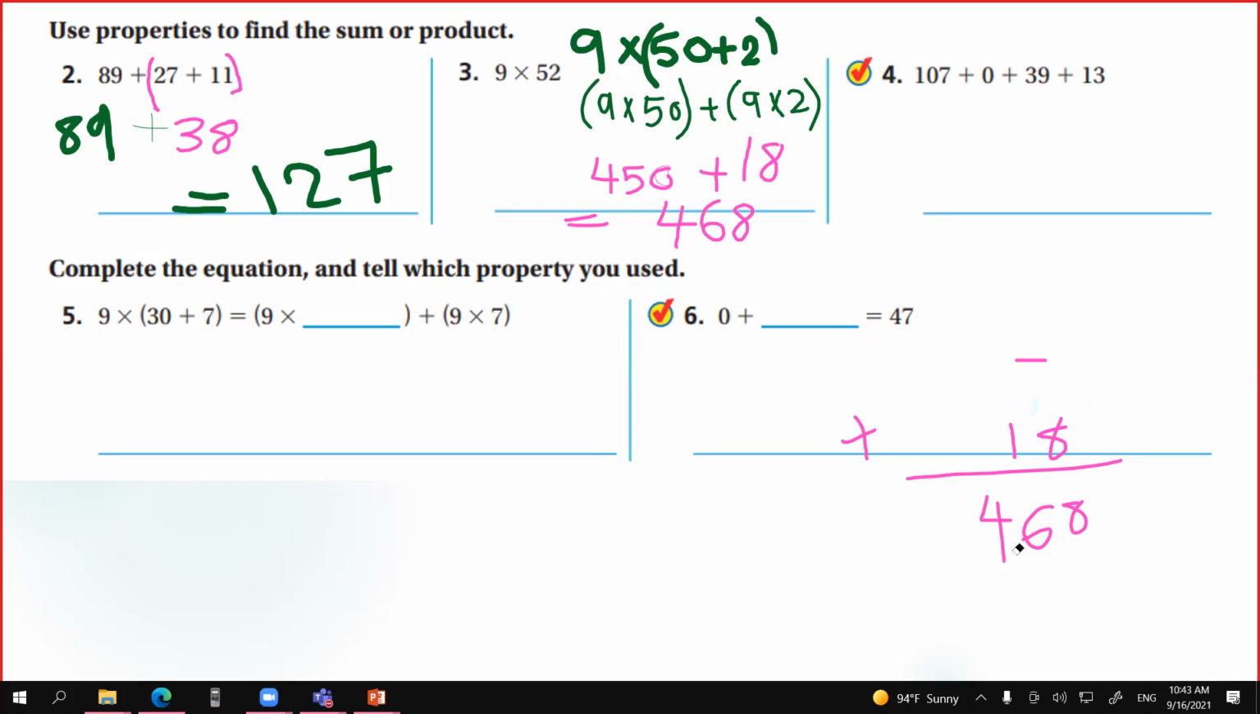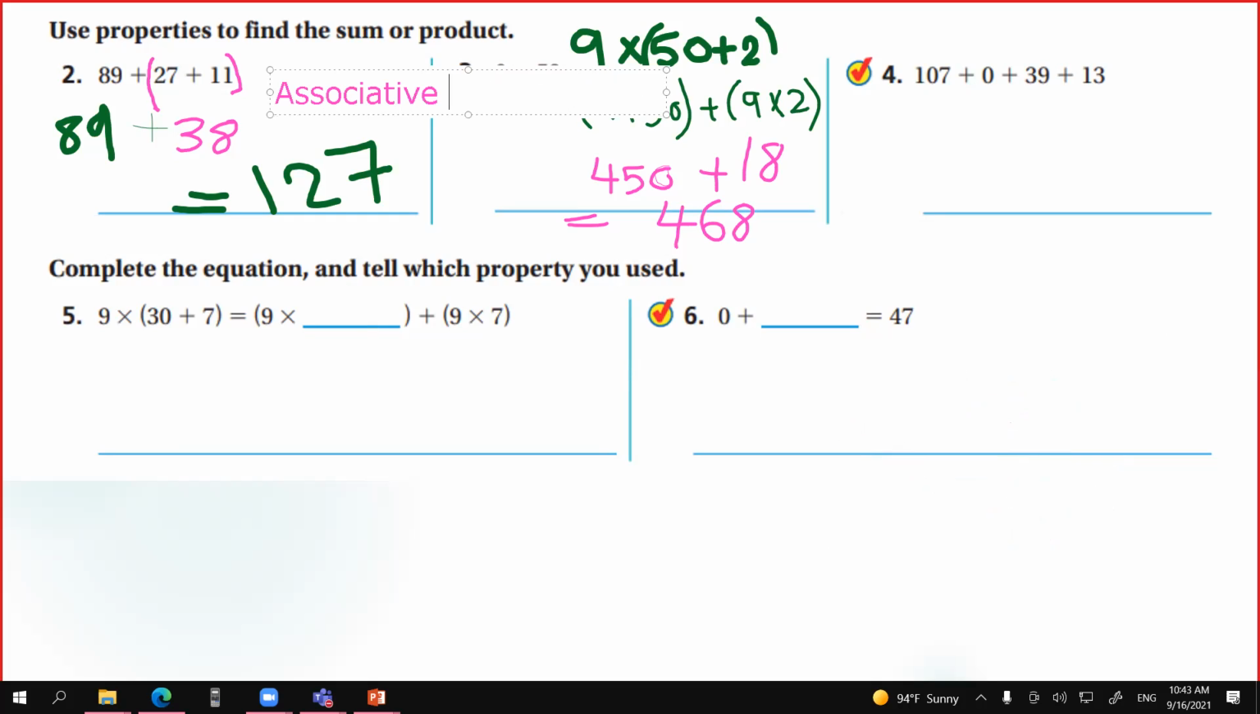Okay. Now, 107 plus 0 plus 39 plus 13. Okay, first of all, what do you have to do first? Now, sorry, but let's write here that we used an associative property of addition. This is for number two.